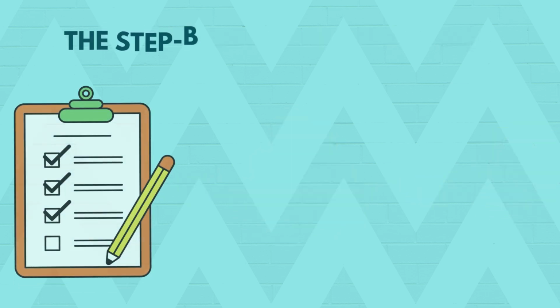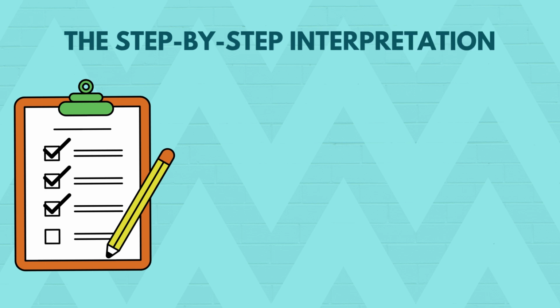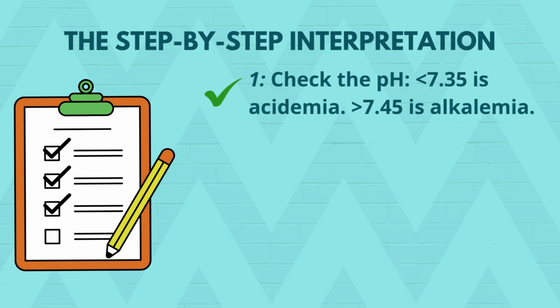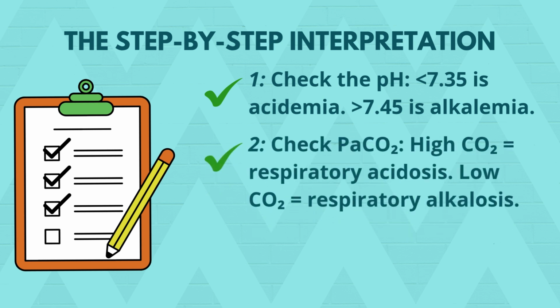We have to go through a couple of steps to interpret an ABG. Step 1 is check the pH. Is it below 7.35? Then it's an acidemia. Is it above 7.45? That's an alkalemia. Step 2, check carbon dioxide. Is there a high carbon dioxide? It's a respiratory acidosis. Is there a low carbon dioxide? Then it's a respiratory alkalosis.